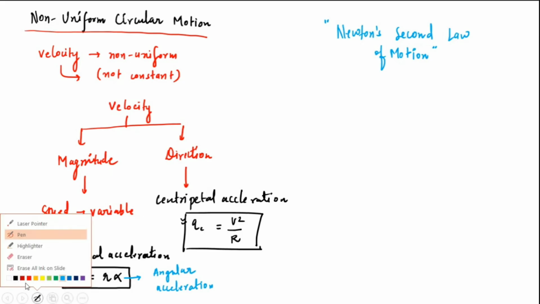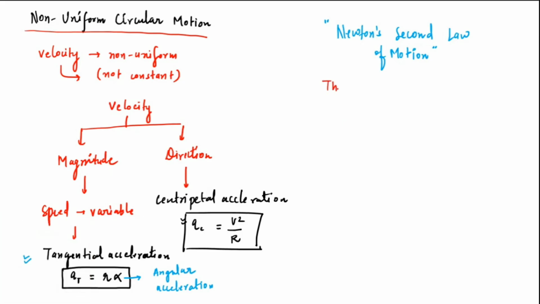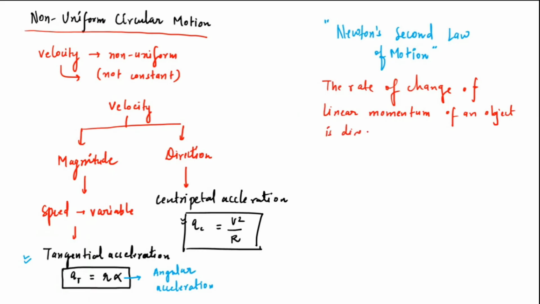The law says that the rate of change of linear momentum of an object is directly proportional to the external force applied. This is what the second law of motion says.